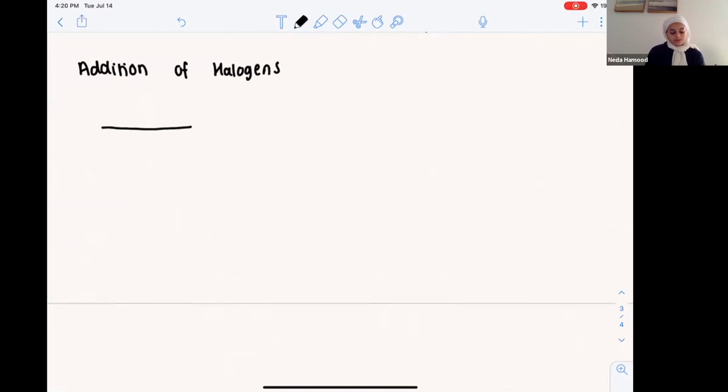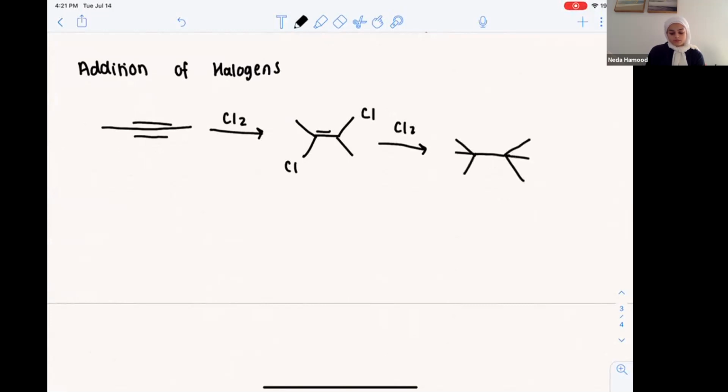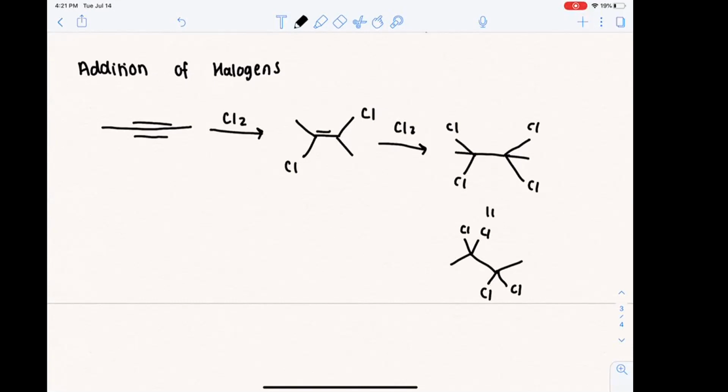You might have something like this. So let's say that we're adding something like Cl2. Then you have this, and it's adding across the bonds. And then let's say that you have another equivalent of Cl2, and that also adds across the bond. And you have so many Cls, and this is actually what it looks like. And Cl. Any questions about that? Do you guys want me to do the mechanism? No, it's okay.